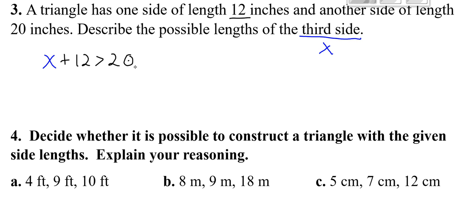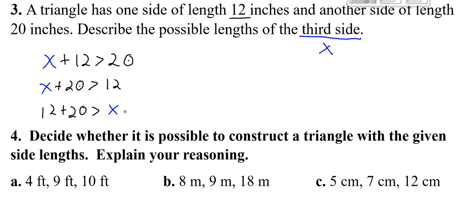We also have to show that x plus 20 has to be greater than 12. And then we also have to show that 12 plus 20 is greater than x. So we got to make sure all these are true. So what are the possible values that are going to make sure that all of these are true?